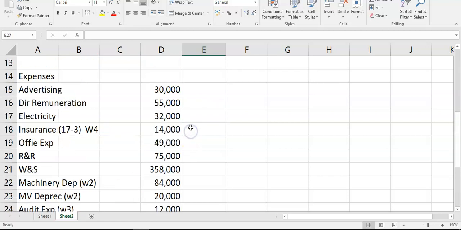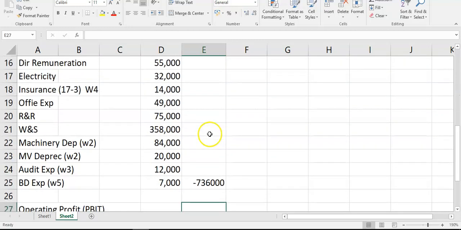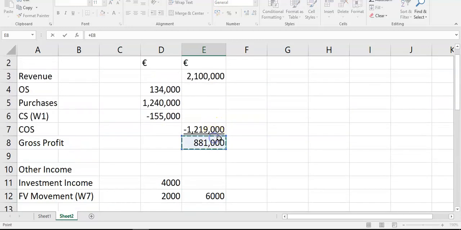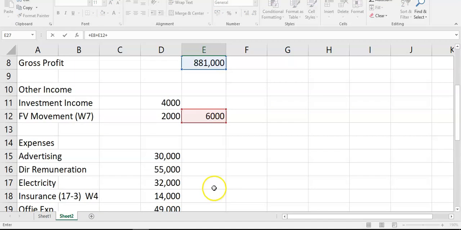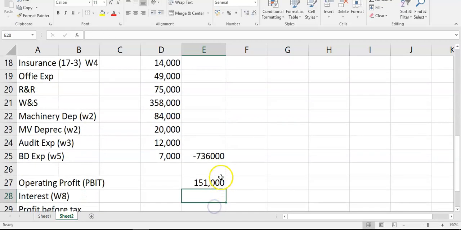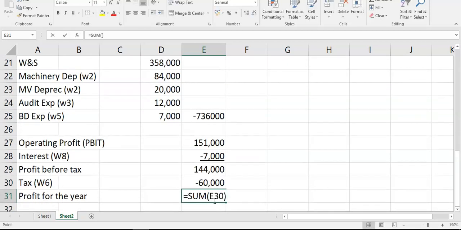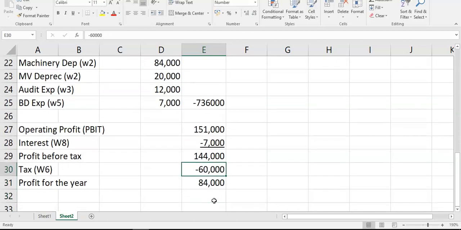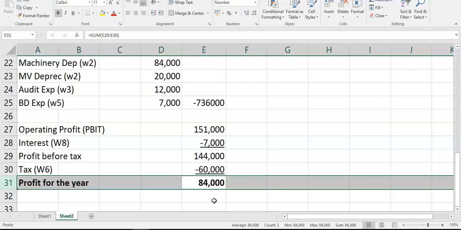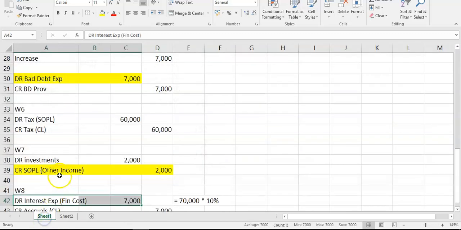So your operating profit then is your gross profit, 881, plus your other income, don't forget that, of 6, less your 736. So you should get operating profit of 151,000. Your interest expense is 7,000, which will reduce that to 144. And your tax is 60,000 from working 6, which will reduce your profit for the year to 84. So don't forget to slot those in, and we tick off each of those.